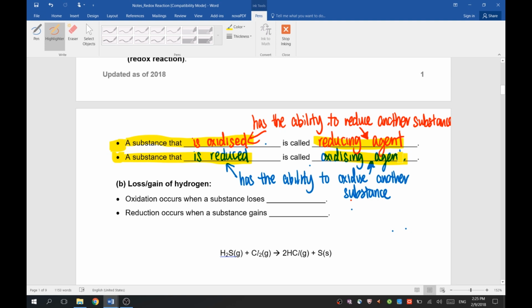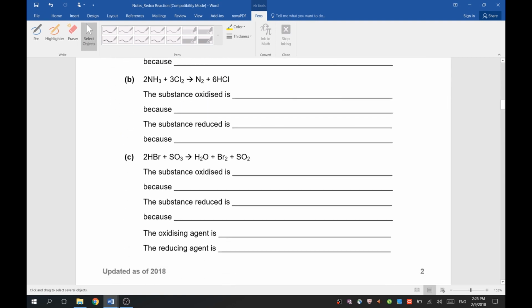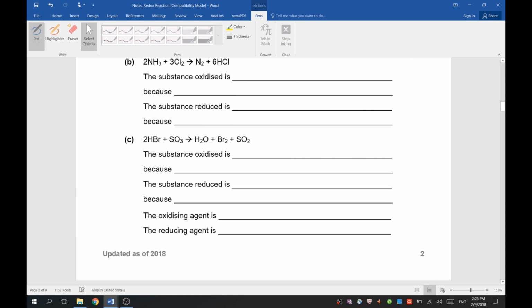Okay, we'll go through a few practices so you know what we are talking about. So let's take a look at the questions that we didn't manage to go through in class. Say part C. Okay, let's take a look at part C. So the substance that's being oxidized in this case is the HBr, which is the hydrogen bromide.